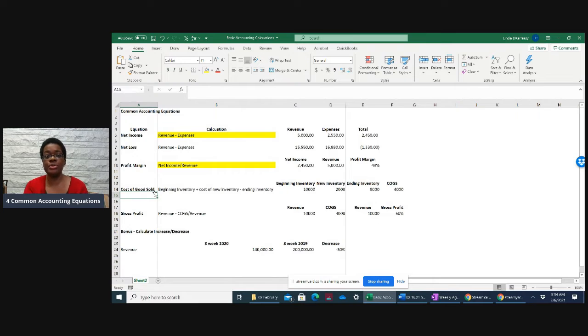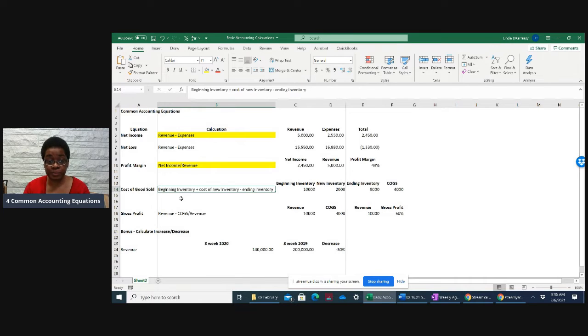So if you produce a product, not a service, if you produce a product, you need to calculate cost of goods sold. You should see that on your profit and loss statement. Cost of goods sold is your beginning inventory plus cost of new inventory minus ending inventory.